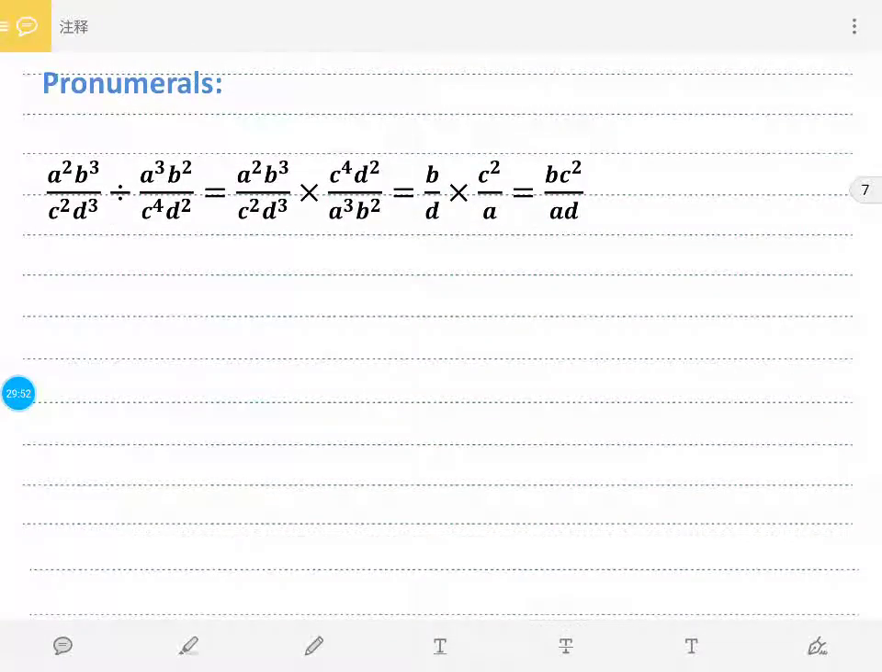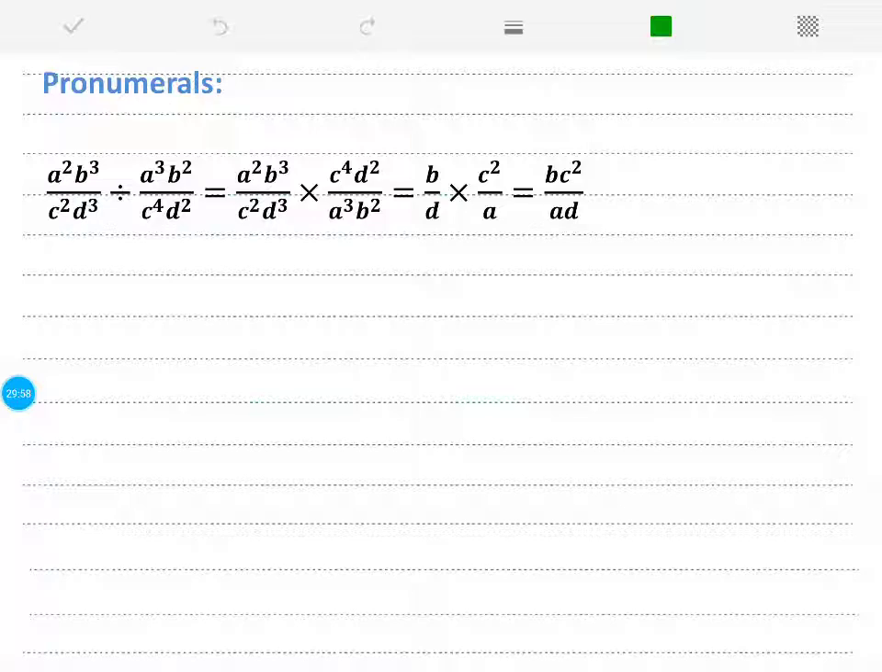Next, we'll do one example with algebraic terms. It appears to be complicated here. The first step will always be to change division to multiplication by flipping the numerator and denominator. Okay, so it becomes that one, and we'll simplify while doing the calculation.